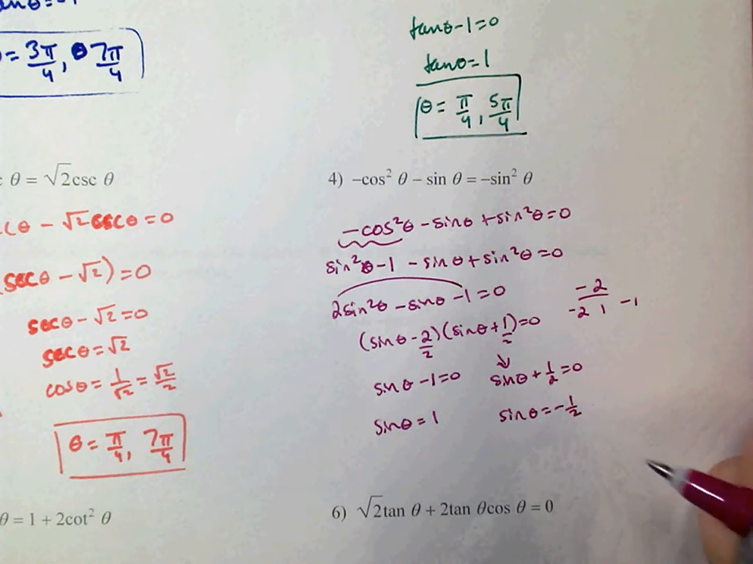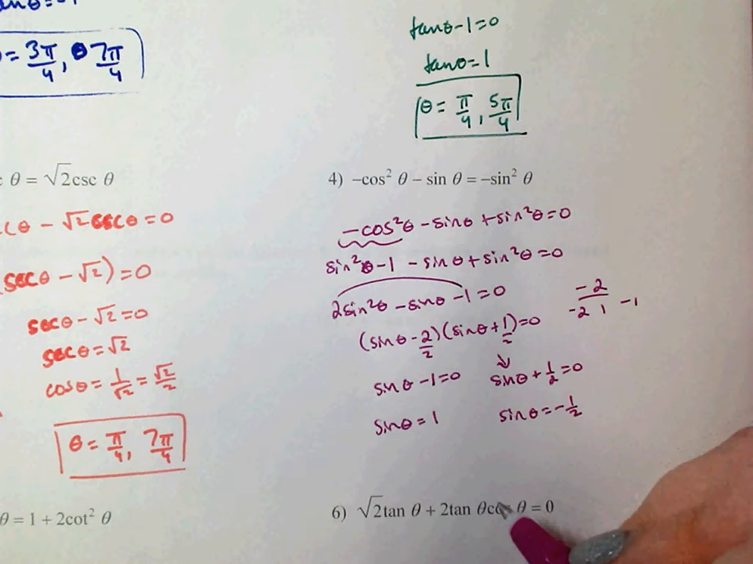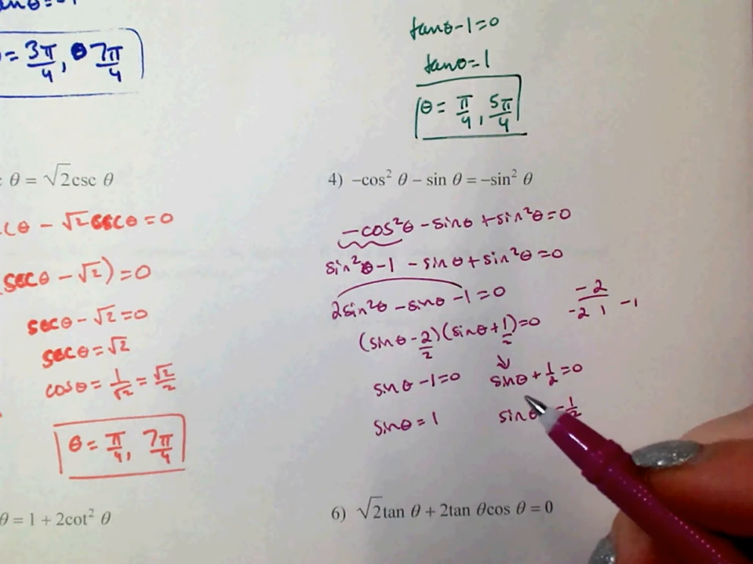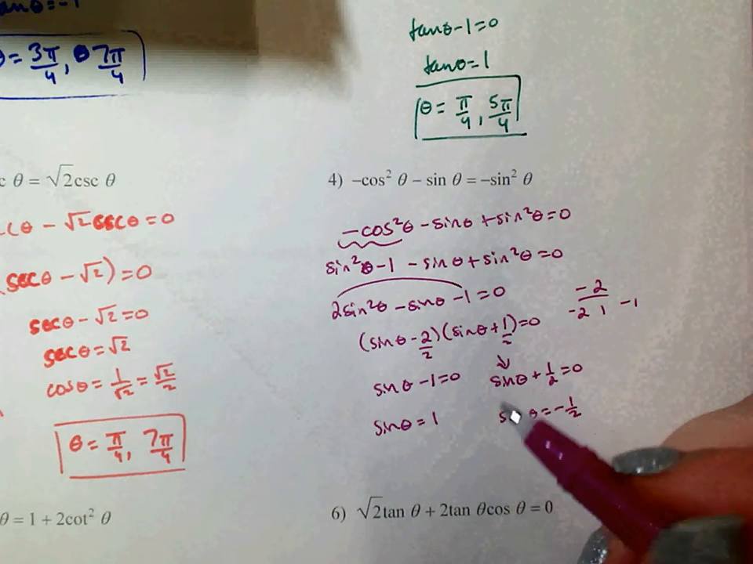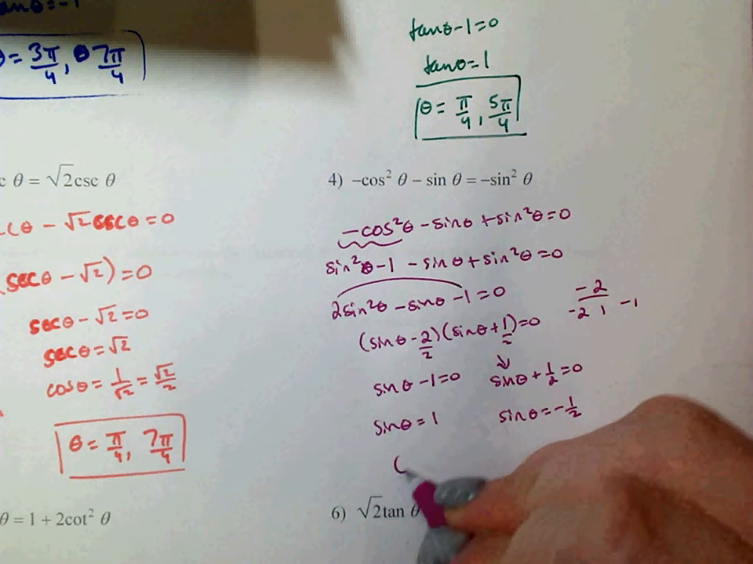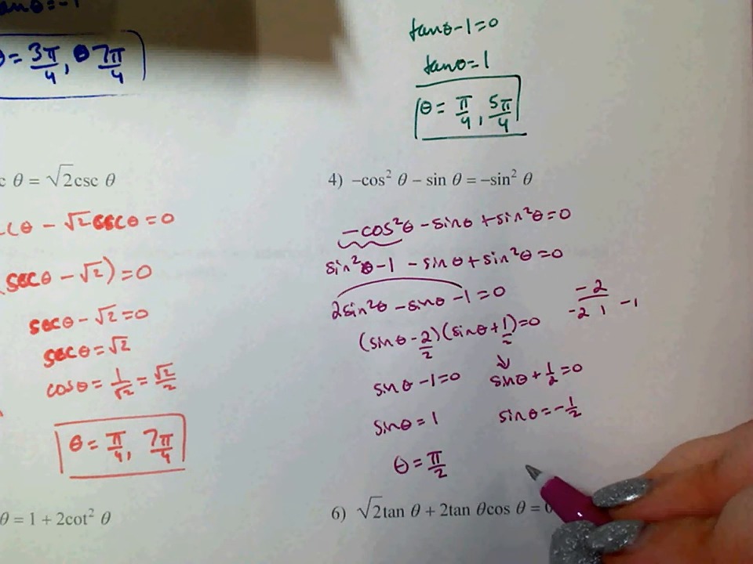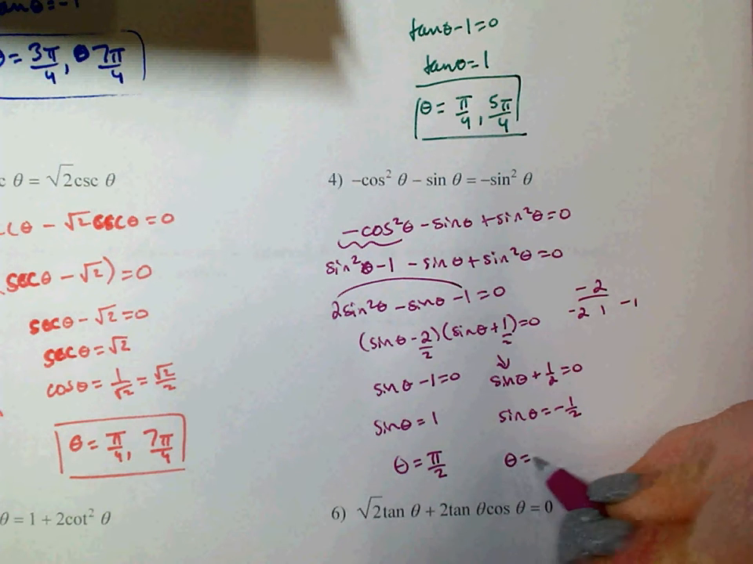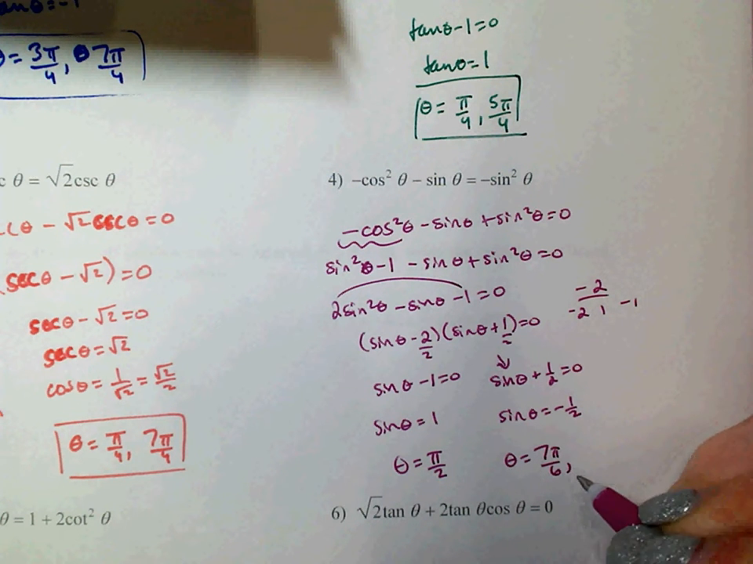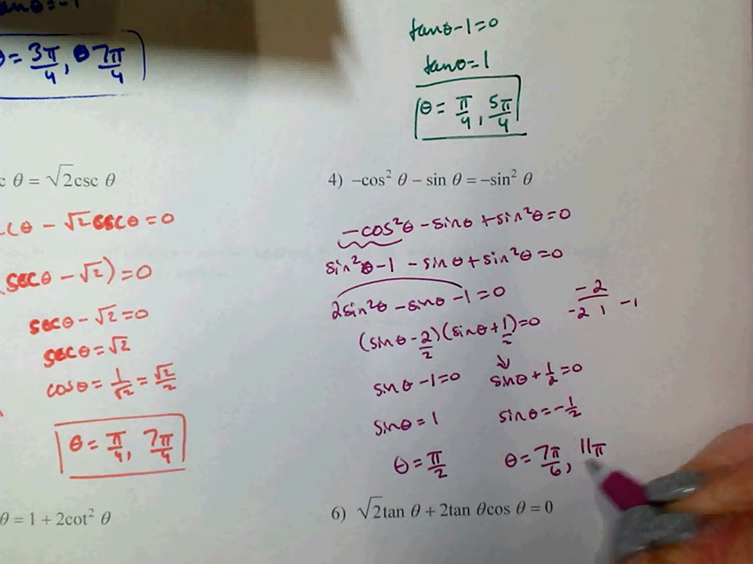So if you look at your unit circle, sine of theta equals 1. I'm not going to keep flashing over here because you can look at your own unit circle. Pi over 2. And sine is negative 1/2 at 7 pi over 6 and 11 pi over 6. And there we go.